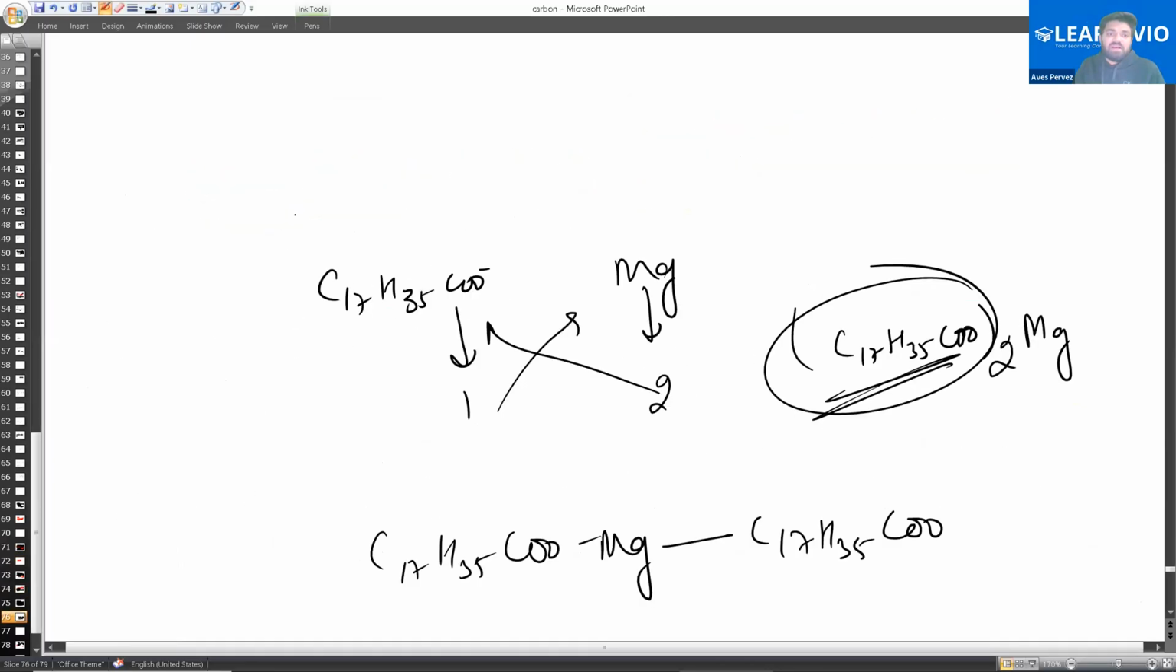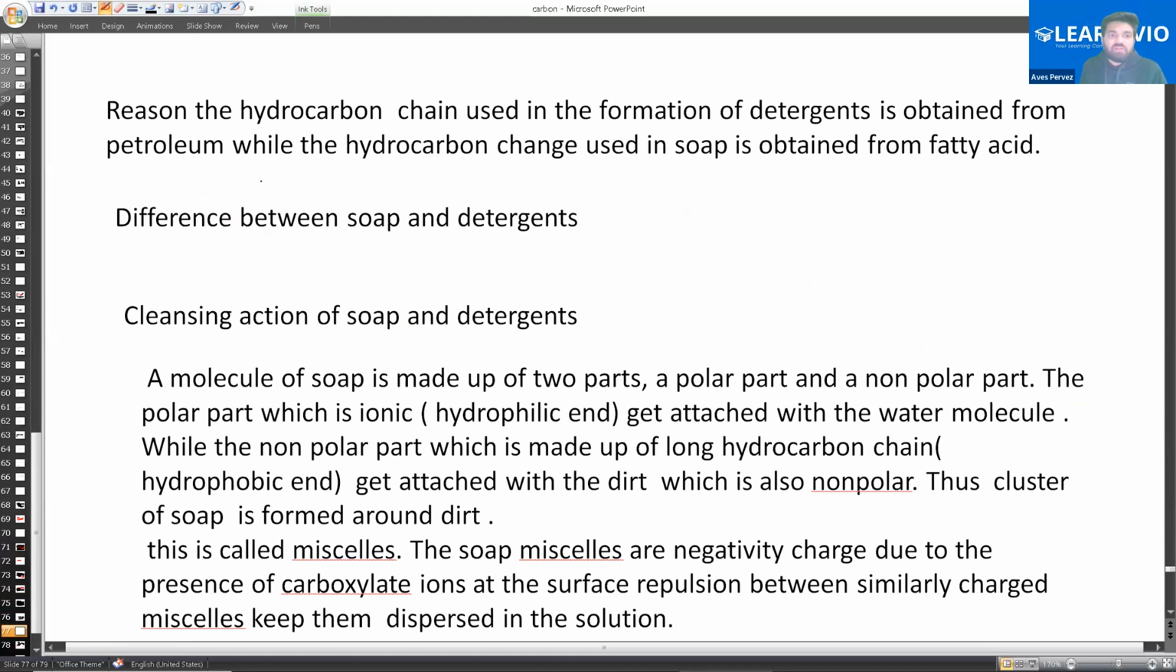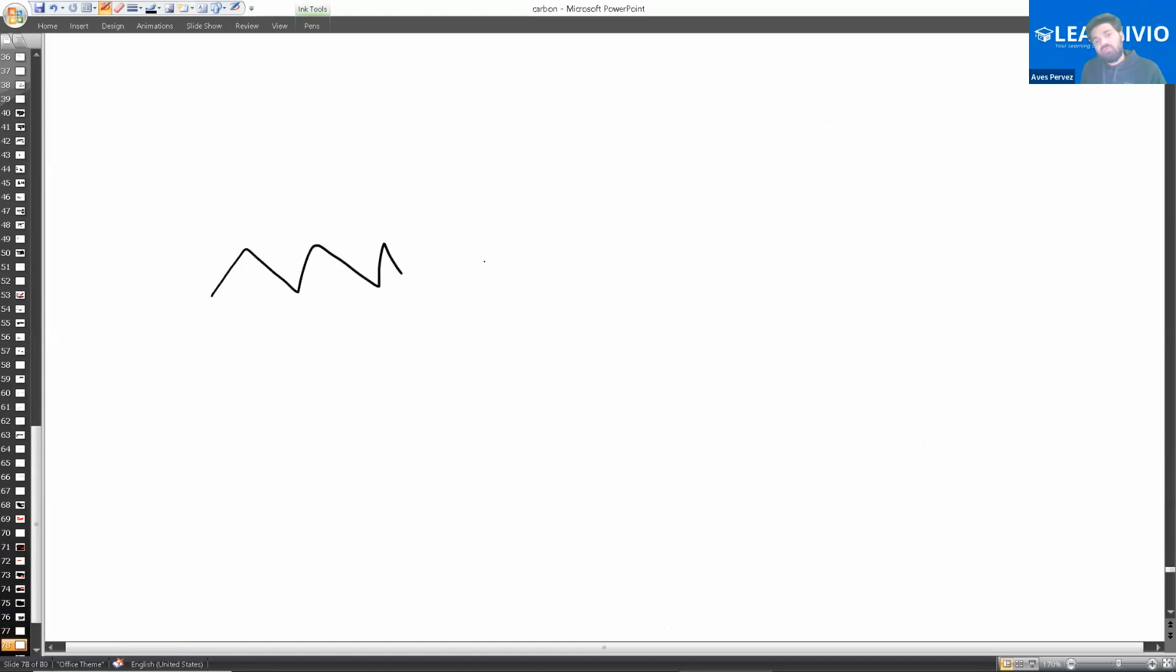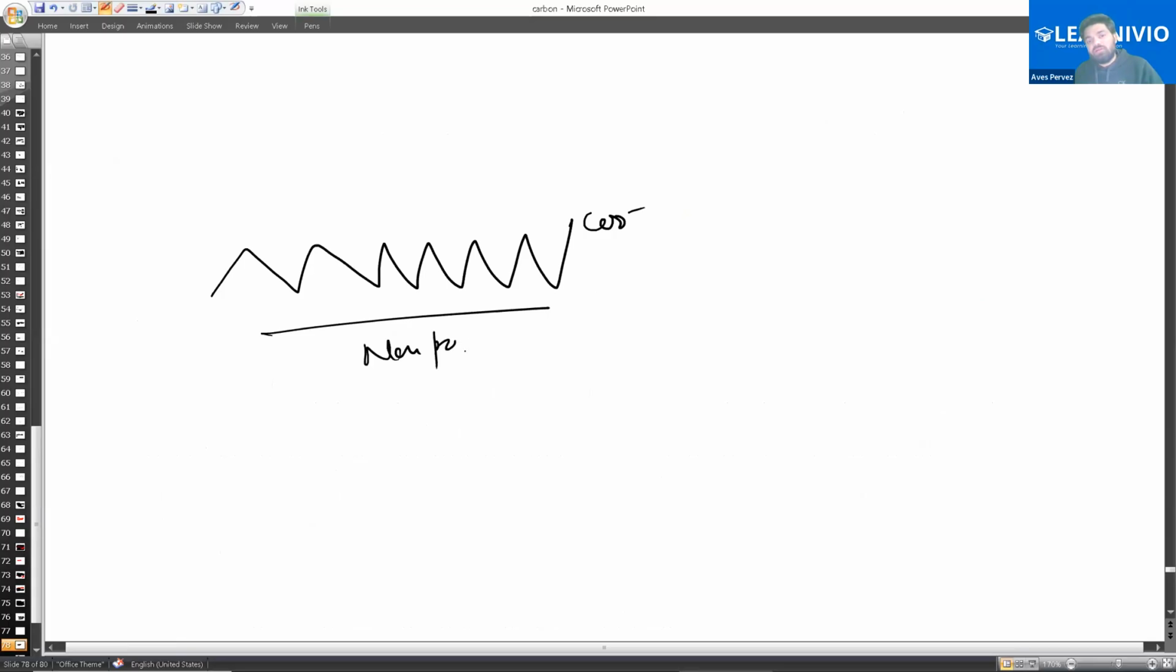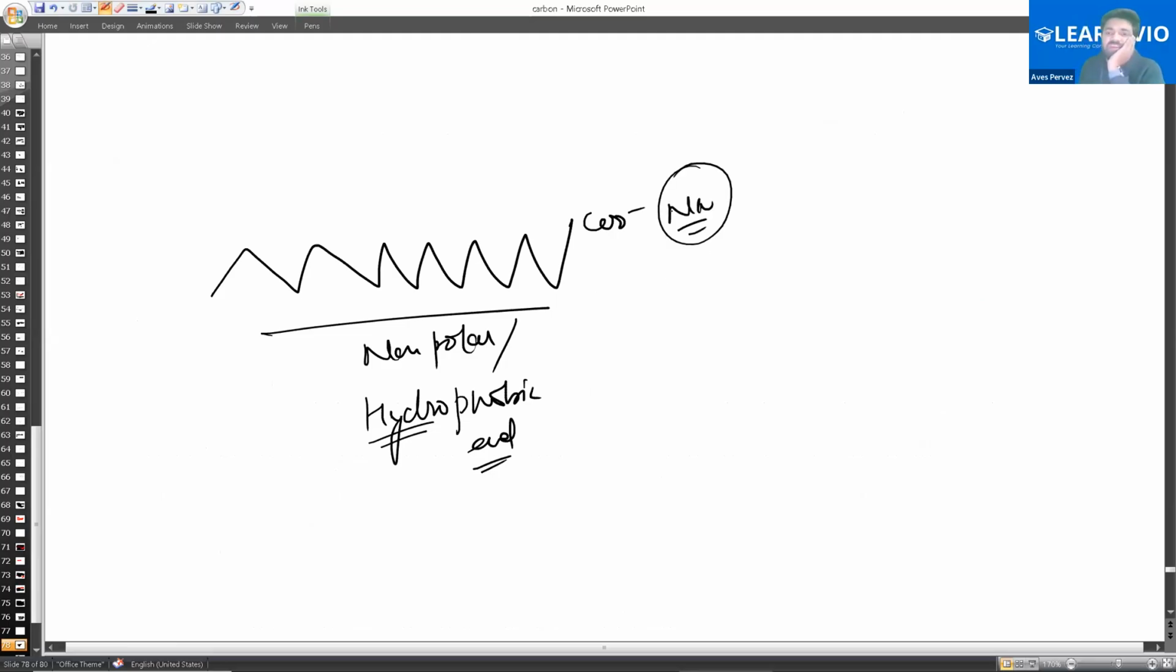So next is, how does soap work? Actually, soap has a very long carbon chain. One end is the non-polar end, which we call the hydrophobic end. Hydro means water, phobic means having a fear. So this is the hydrophobic end, and this one is Na. Got it?